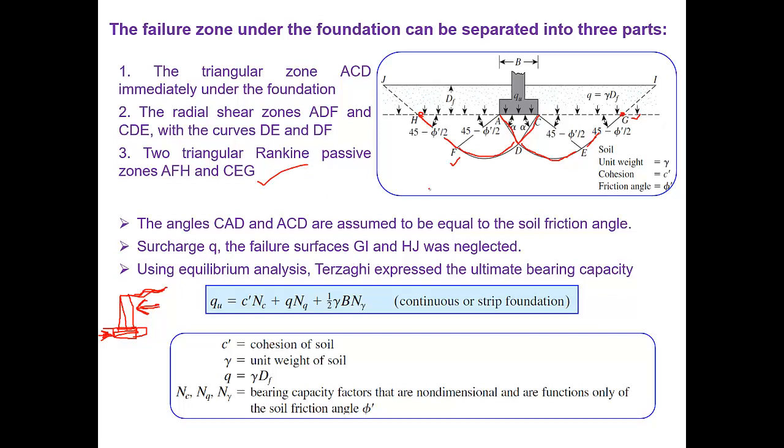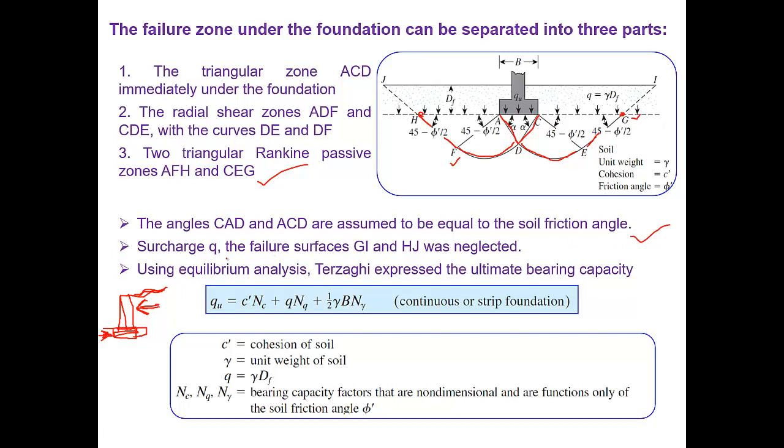So usually you will find the foundation failing this way. That is the consideration from Terzaghi's equations, the main consideration from his equations. Based on this situation, he tried to develop the equations. The angles CAD and ACD, the angle A and angle C, are both assumed equal to the soil friction angle. So these two are equal.